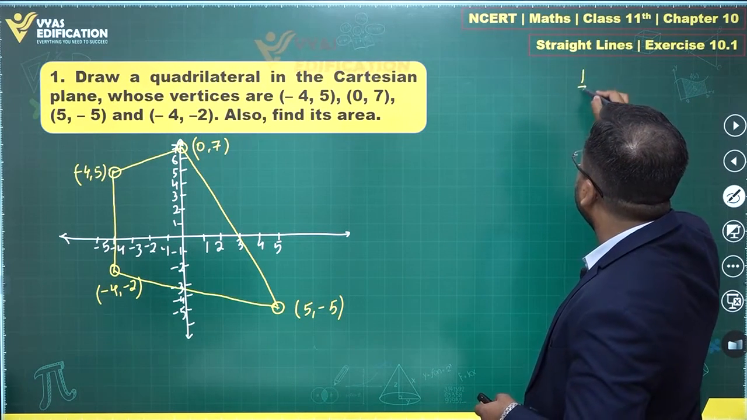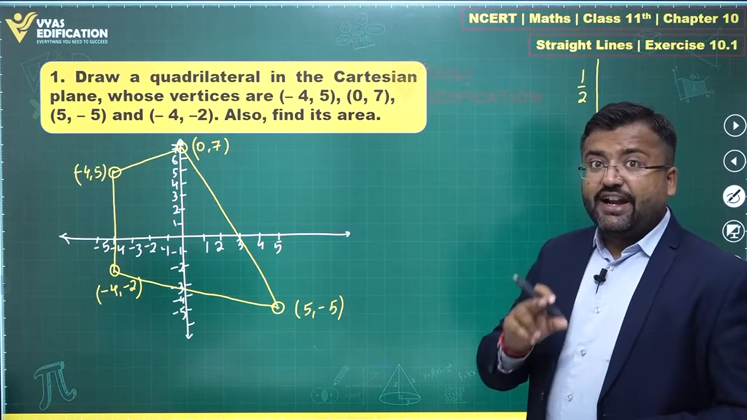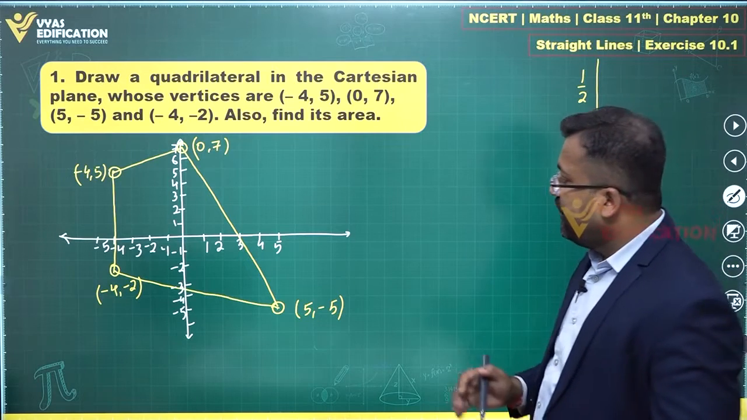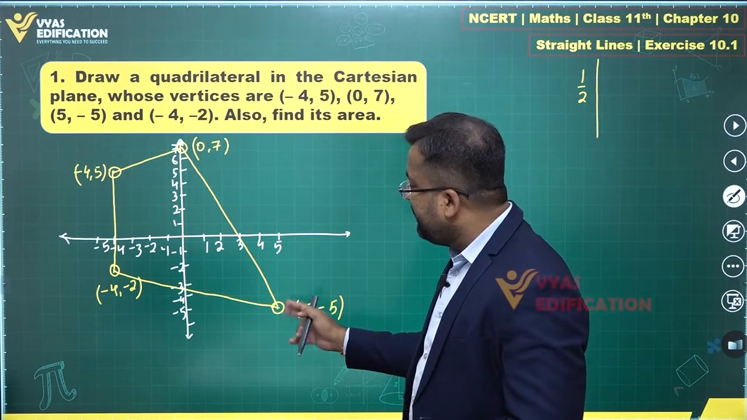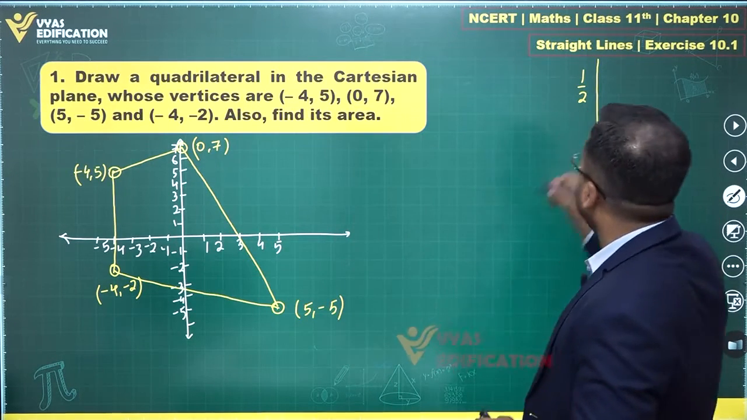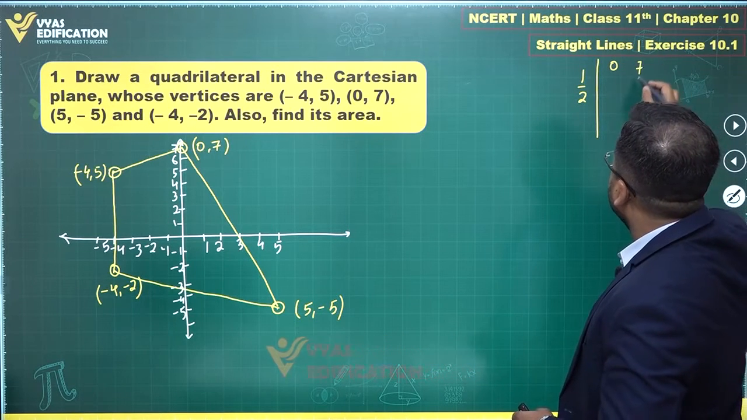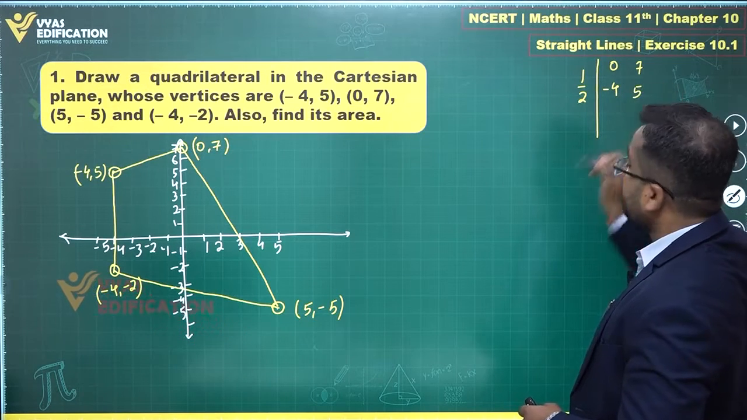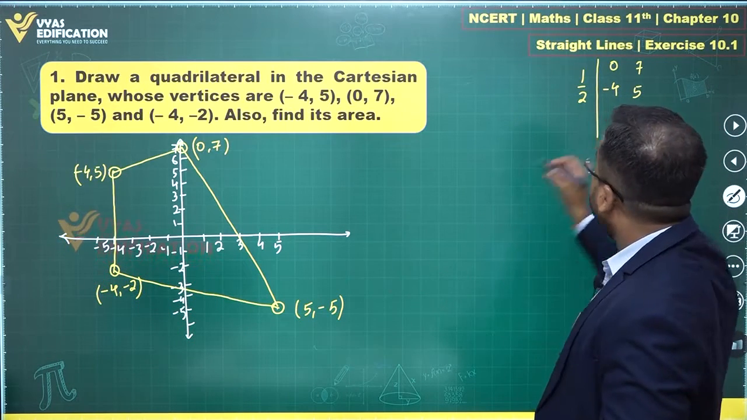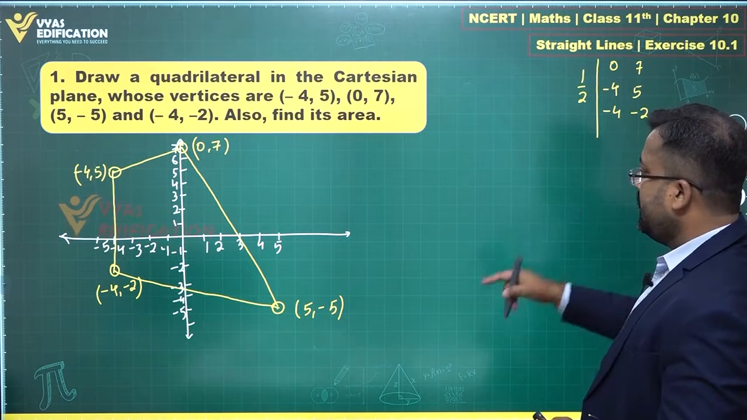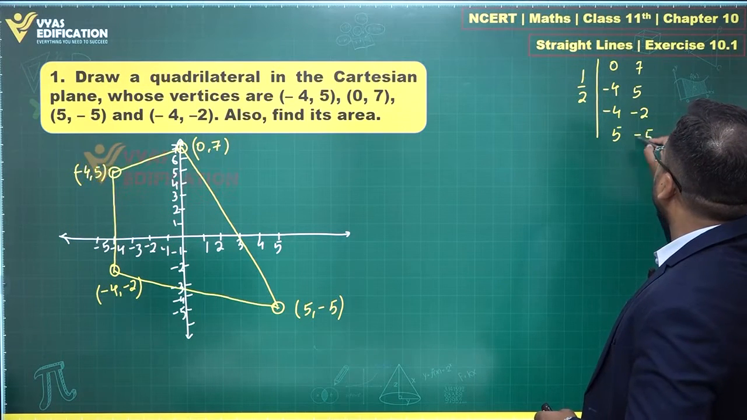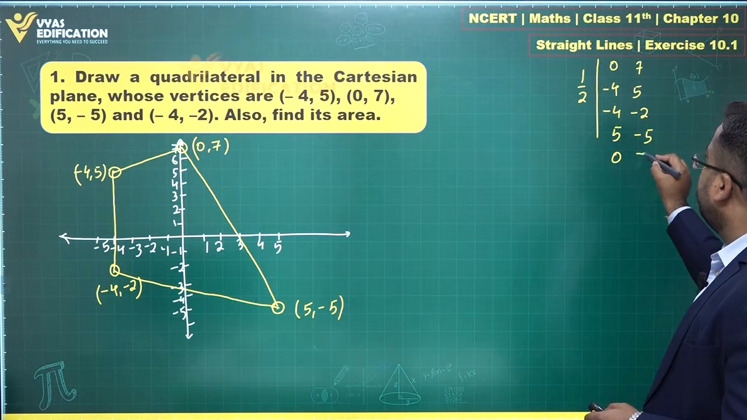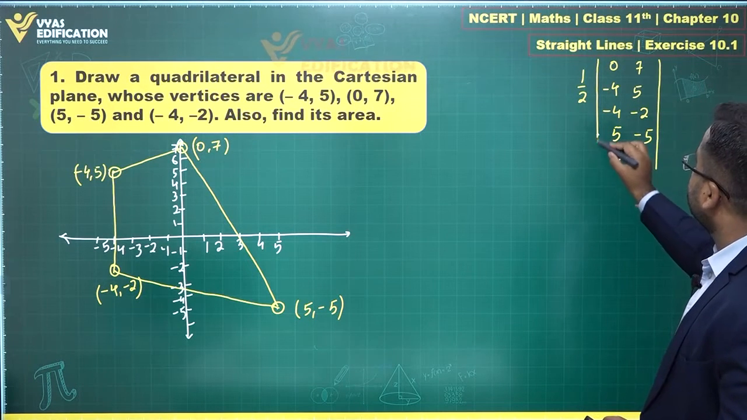the ladder method. What does it say? Half times. Write all the vertices in anti-clockwise order first of all. You can begin from any one. Let's begin from 0, 7. Next, in the anti-clockwise order, will be minus 4, 5. This is using the ladder method, mind you. Then minus 4, minus 2, and 5, minus 5. This is what you have. Then the first point is repeated again. 0, 7 will be repeated and written in this manner. This is what you'll have.